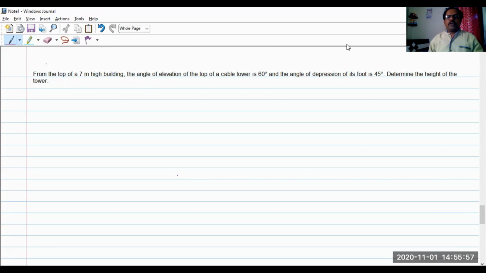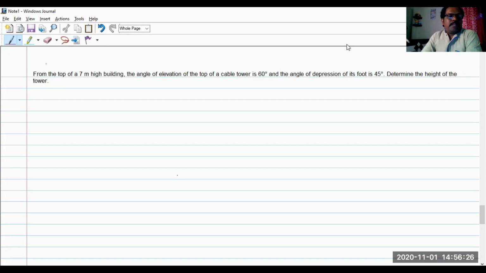Today we are going to solve a few more examples from the applications of trigonometry. In the last few videos we have seen examples with the help of angles of elevation. Now we are going to solve examples on how to find heights and distances if the angle of depression is given, right? So let's see a few examples on the same.